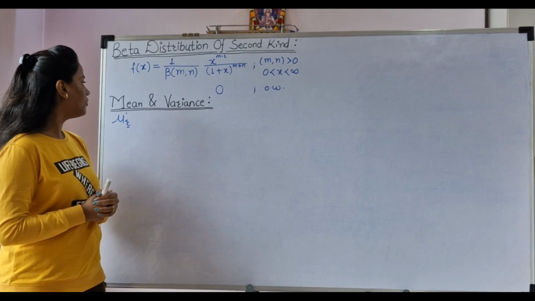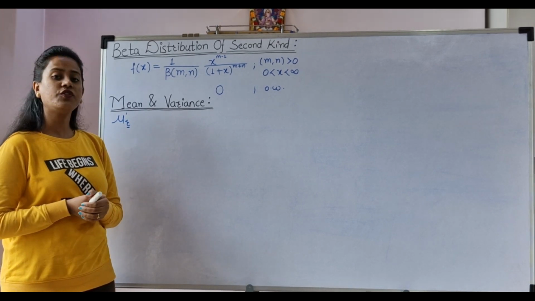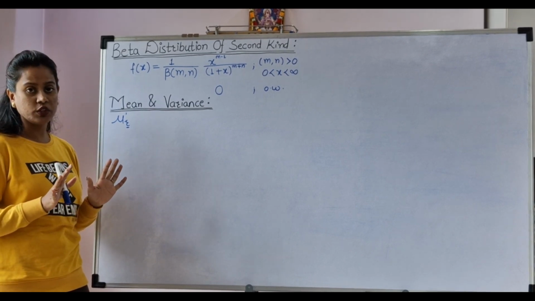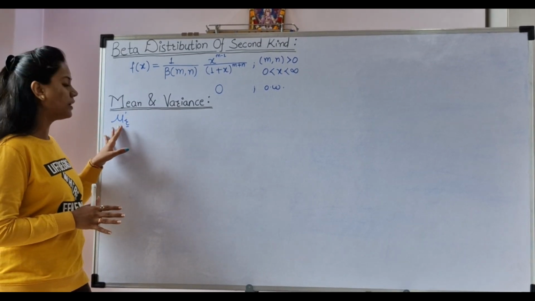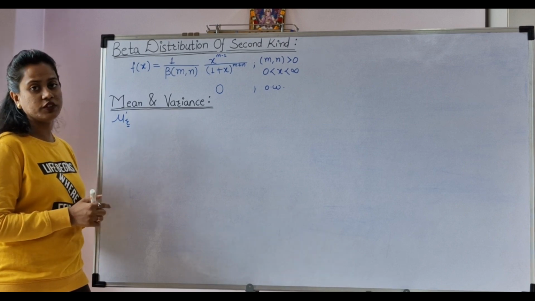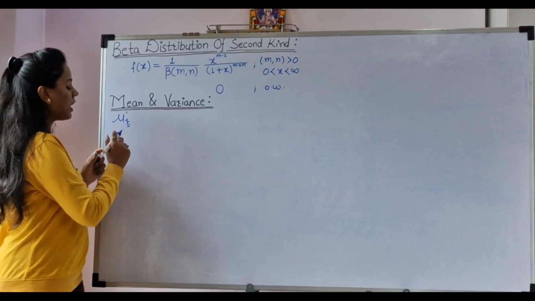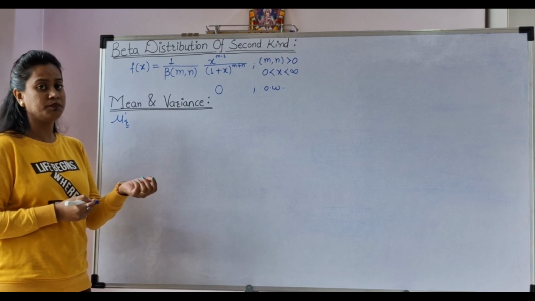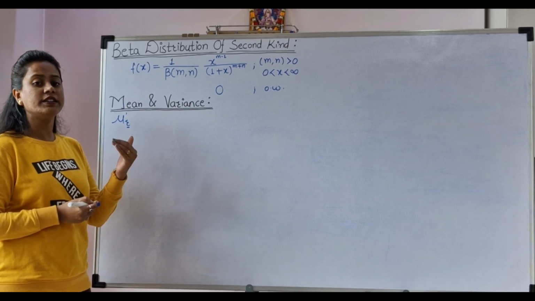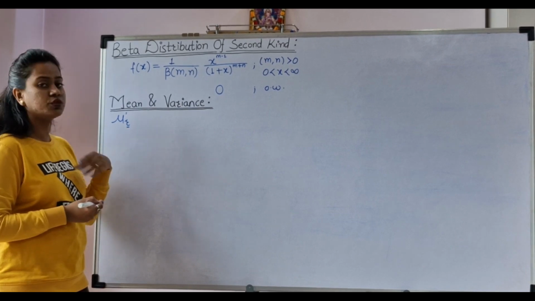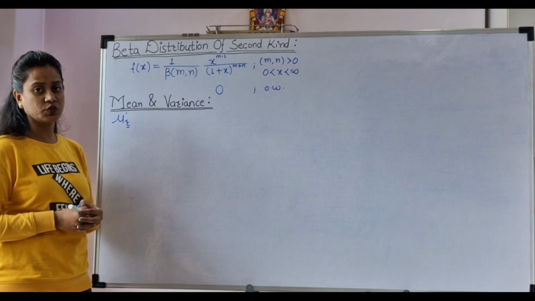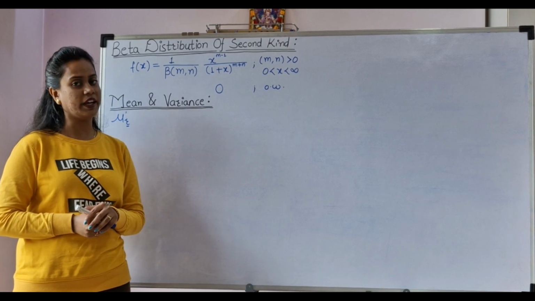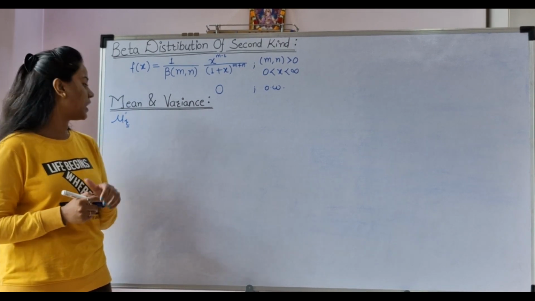Now here we want to find out mean. So first of all we will find out rth moment about origin, that is mu r dash. And then we will put value of r equals to 1. We will get expectation of x, that is mu 1 dash. And then we will put r equals to 2 to get expectation of x square. And with these two values we can easily find out variance of x. So let's start with it.